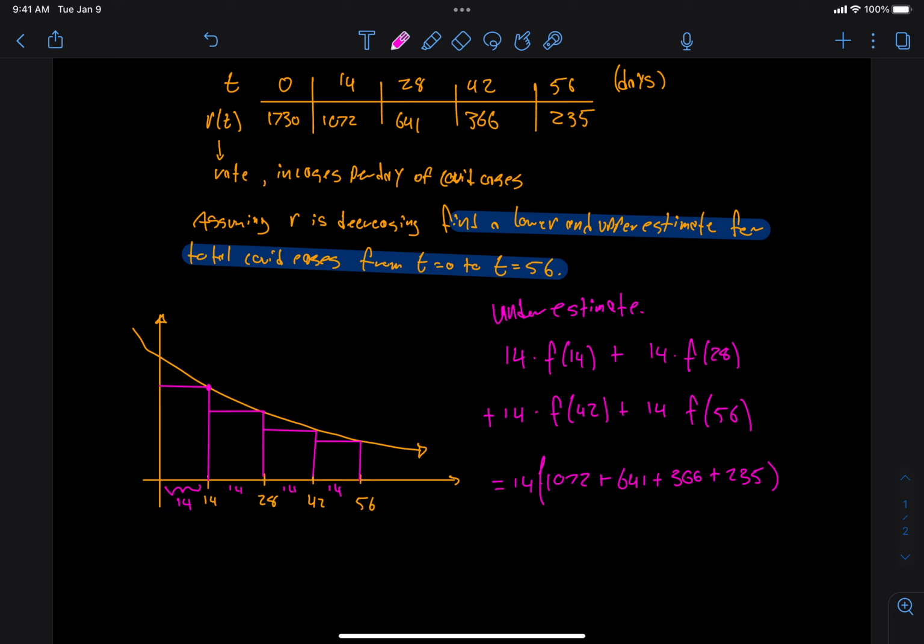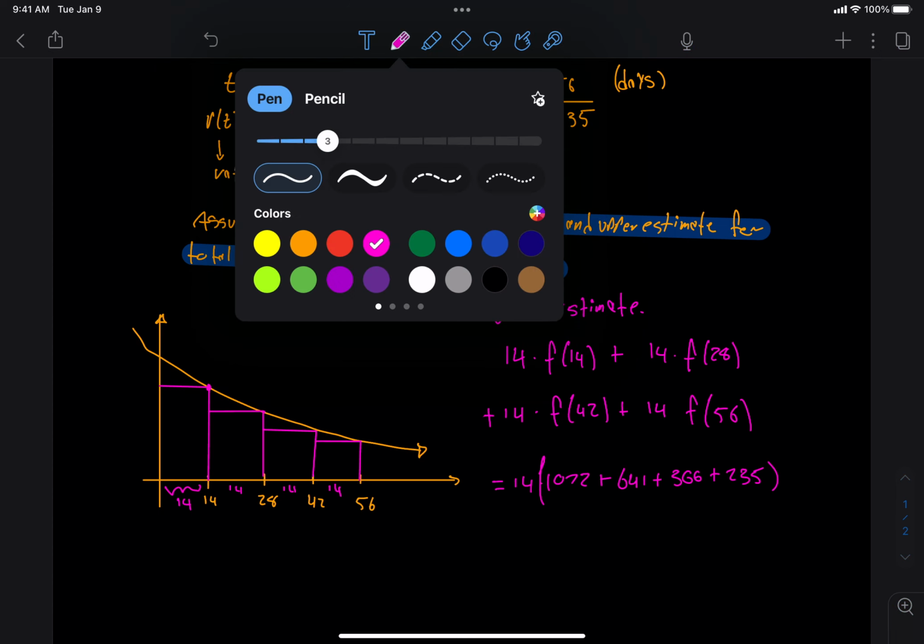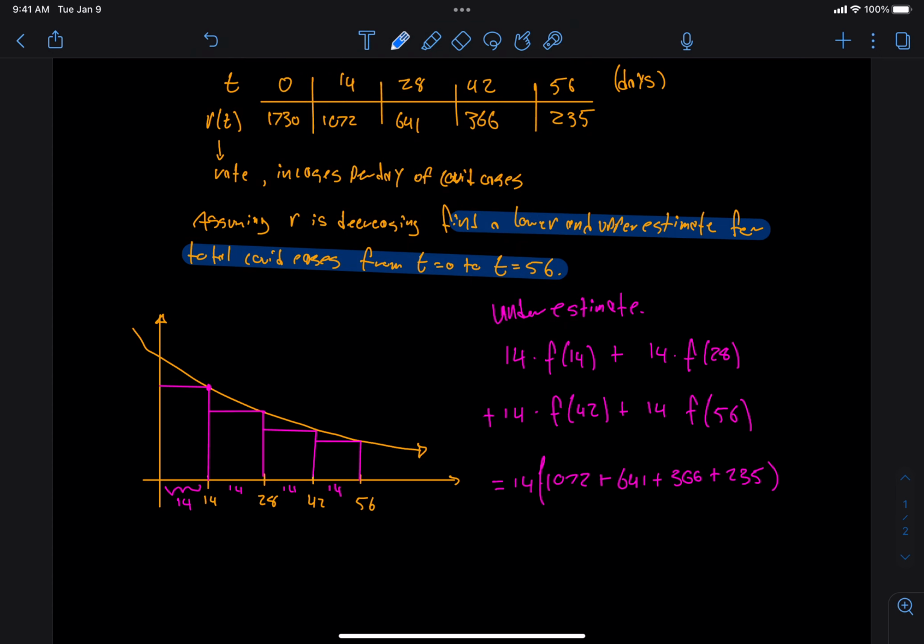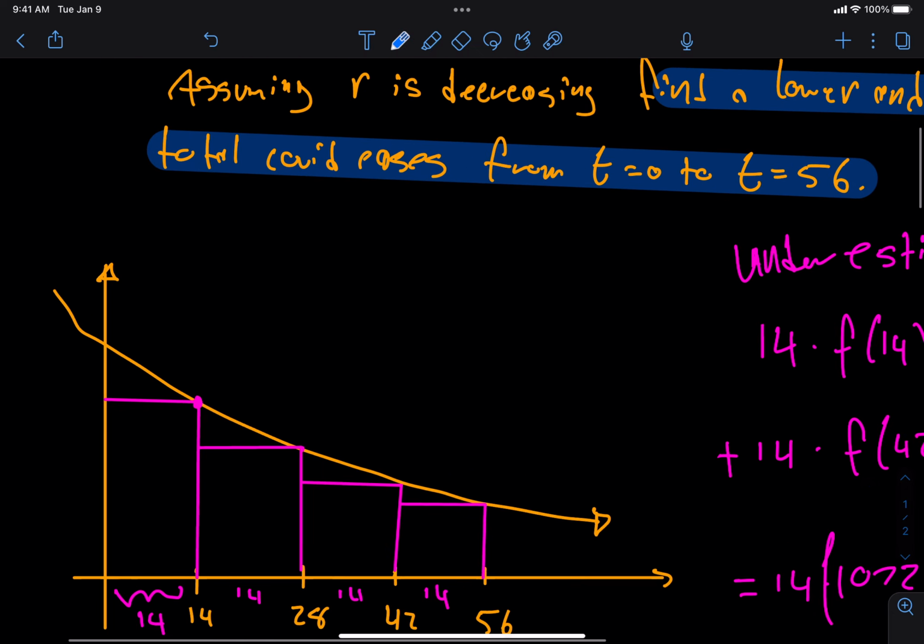How are you feeling? Good? Happy with this? Okay. Then let's do the upper estimate. So to do the upper estimate, since this is a decreasing function, the upper estimate is going to be given when I do a left-hand sum.